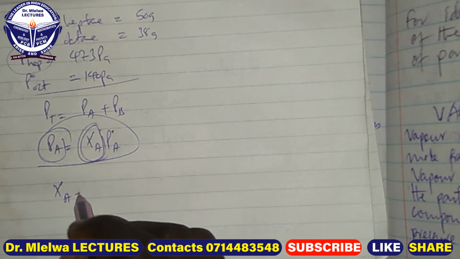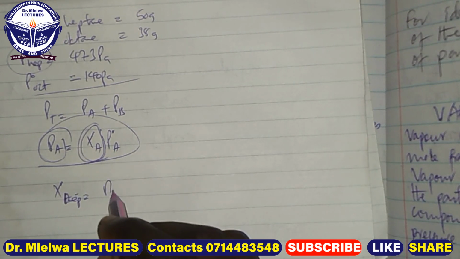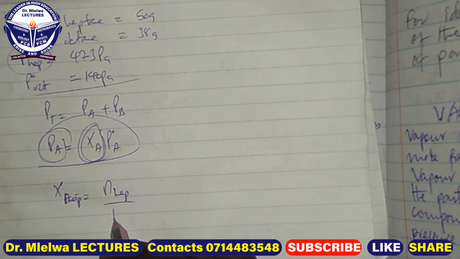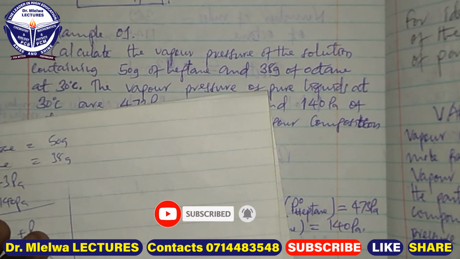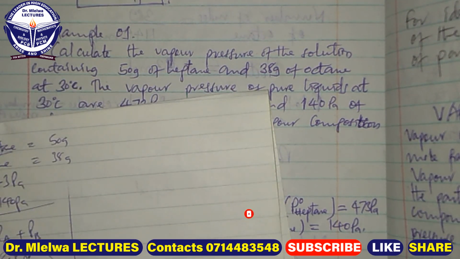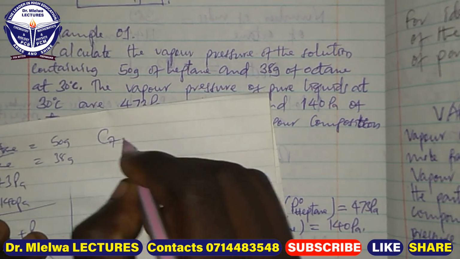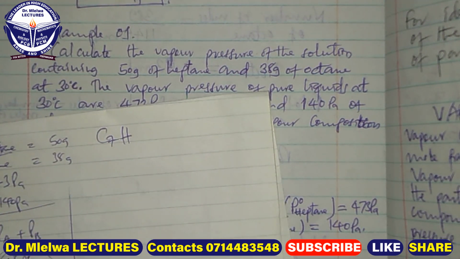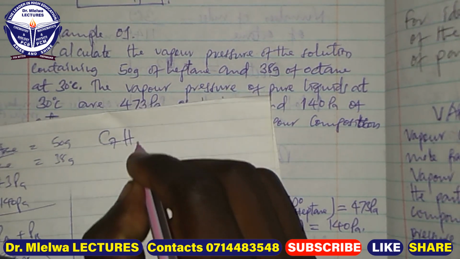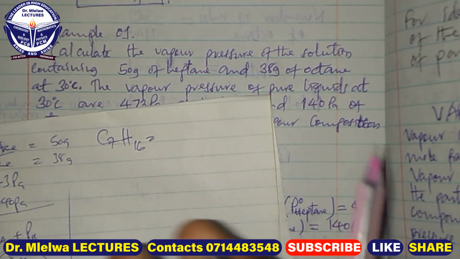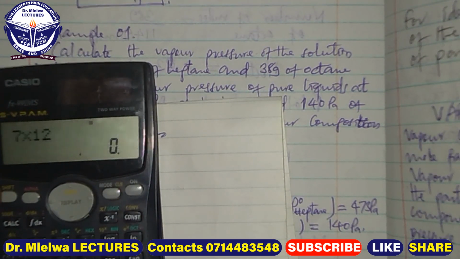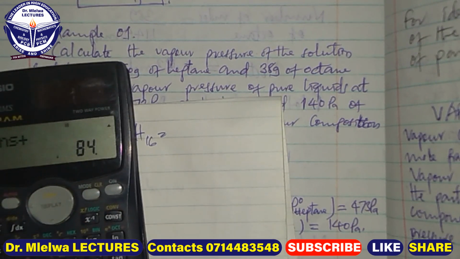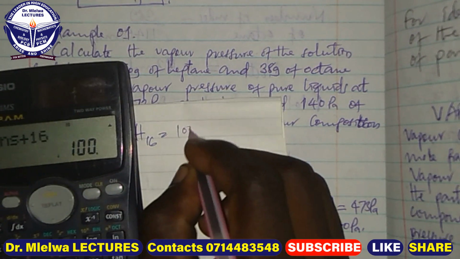Mole fraction of A, or mole fraction of heptane, is equal to the number of moles of heptane divided by the total number of moles. So the first thing we need to do here is to calculate the number of moles. We need to write the structure of heptane. Heptane has 7 carbons, so C7H, 7 times 2 is 14 plus 2, 16. So what will be the molar mass of this compound? It will be 7 times 12, then plus 16, we get 100 grams.